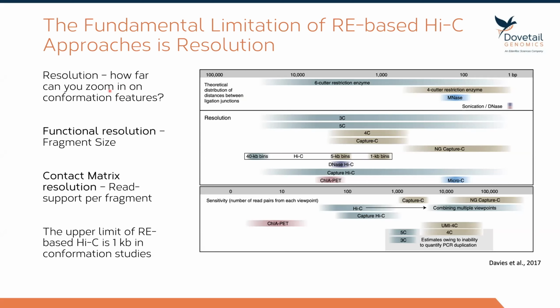And this resolution is very much based upon two things. It's your functional resolution, which is your fragment size, and your contact matrix resolution, which is your read support per fragment. If we look at the functional resolution, which is your fragment size, if you approach with a 6 cutter restriction enzyme, your fragment length is going to be highly variable. Now we can shorten that fragment length with a 4 cutter to tighten that window and make for smaller fragments, but you still have a wide variance in your fragment size.